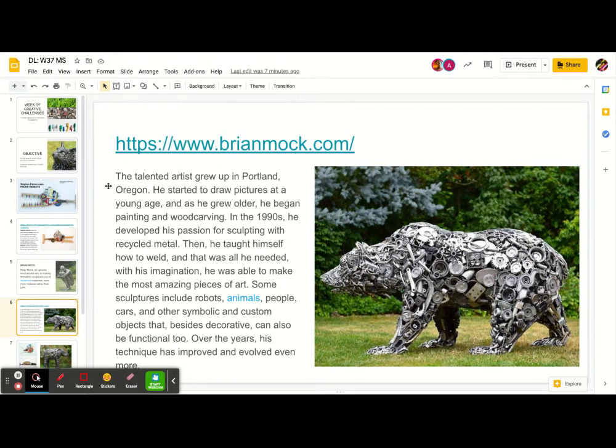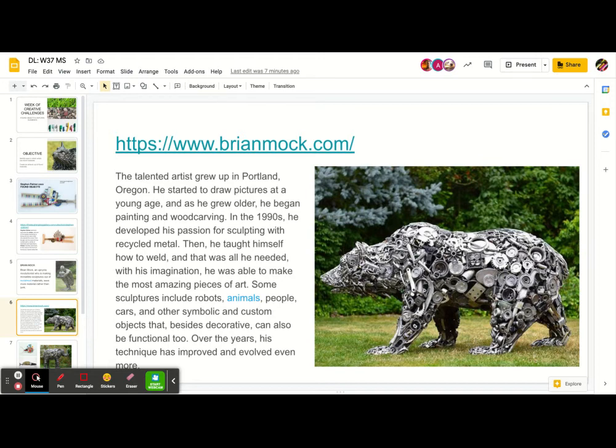The talented artist grew up in Portland, Oregon. He started to draw pictures at a young age, and as he grew older, he began painting and wood carving. So painting 2D, wood carving, starting to get into that three-dimensional area, more sculpture. In the 1990s, he developed his passion for sculpting with recycled metal. So sculpting with recycled metal. Then he taught himself how to weld, and that was all he needed.